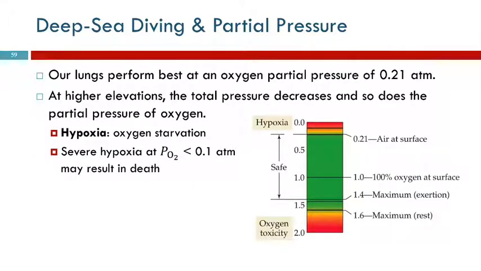Deep sea diving and partial pressures. Our lungs perform best at an oxygen partial pressure of 0.21 atmospheres, which happens to be the air at sea level, because this is where we live and our bodies work best here. If you go to lower amounts of oxygen, you get into a state called hypoxia, low oxygen, and you're going to get lightheaded and have some issues, and if it gets too low, you'll die. If you get too much oxygen, you can end up with oxygen toxicity. So getting too much oxygen can also kill you. Everything is toxic in some amount.